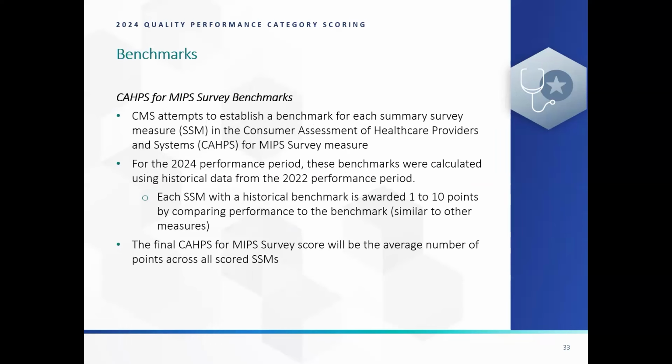So benchmarks relative to the CAHPS for MIPS survey measure. CMS attempts to establish a benchmark for each summary survey measure in the CAHPS for MIPS survey measure. For the 2024 performance period, these benchmarks were calculated using historical data from the 2022 performance period. Each summary survey measure with a historical benchmark is awarded 1 to 10 points by comparing performance to the benchmark. So this is similar to other measures.